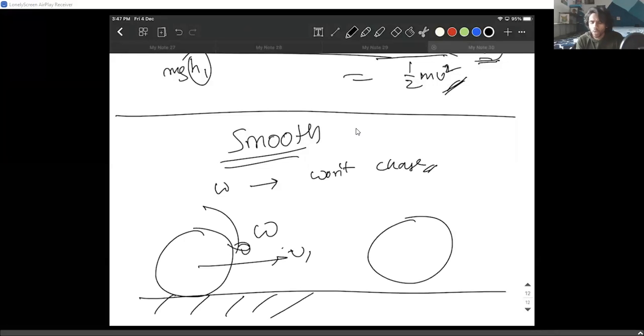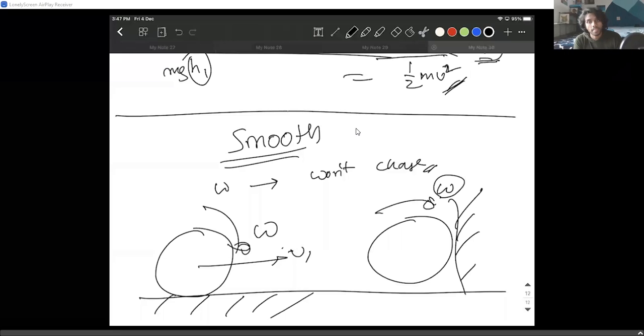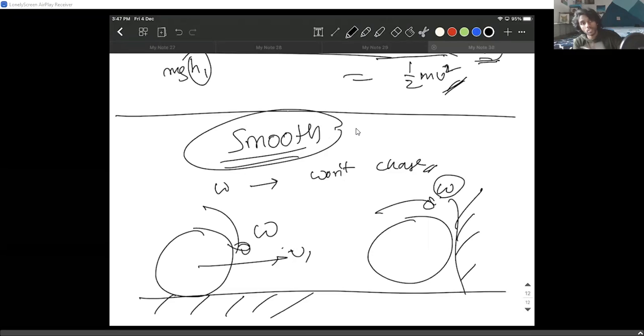No matter what happens to the body, no matter if it collides with a wall, since everything is smooth, the omega remains the same no matter what. Yeah, you get my point. If it is a smooth surface, omega has to remain the same value.